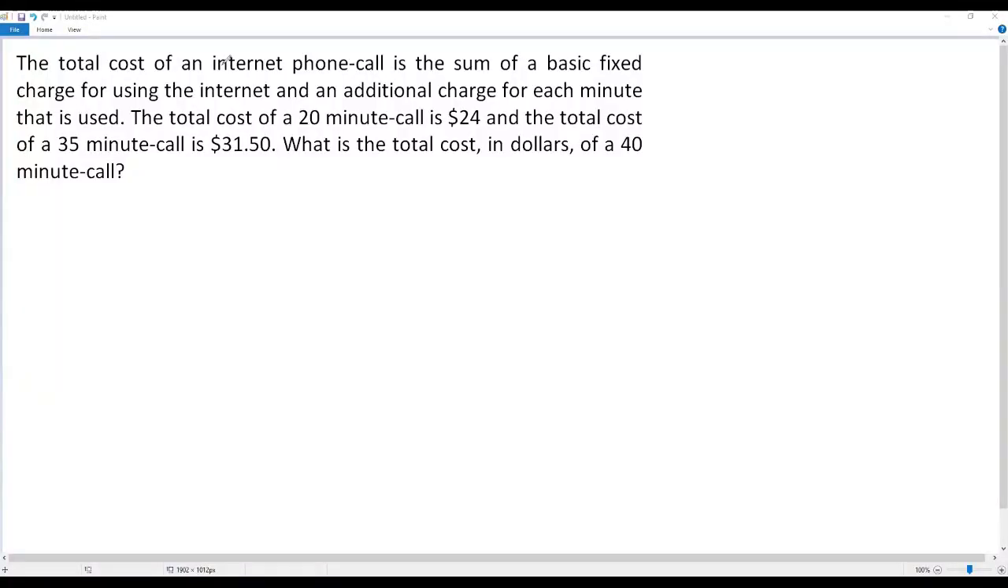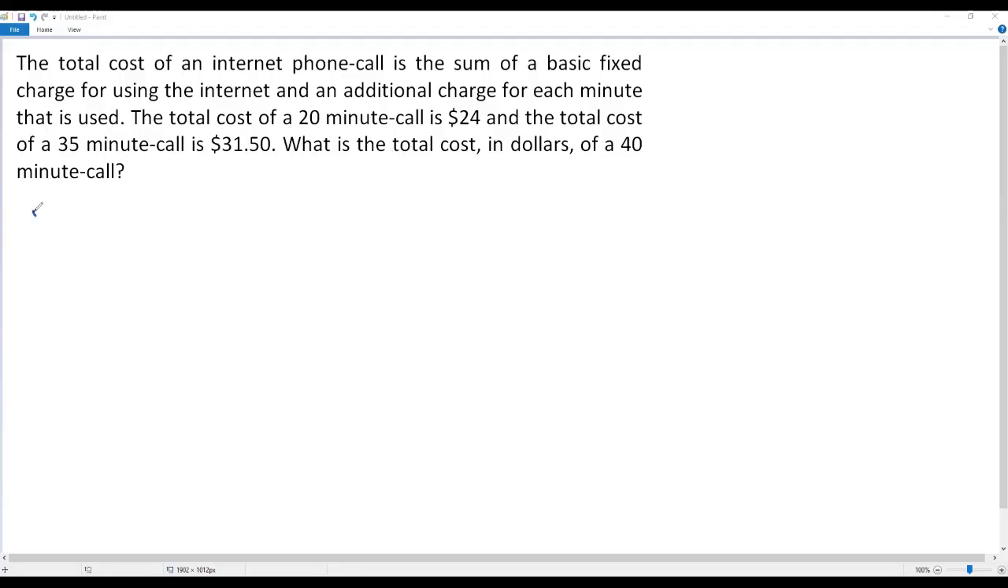Here we have a SAT math problem. Okay, let's go to the question. The total cost of an internet phone call is the sum of a basic fixed charge for using the internet and an additional charge for each minute that is used. The total cost of a 20-minute call is $24 and the total cost of a 35-minute call is $31.50. What is the total cost in dollars of a 40-minute call?